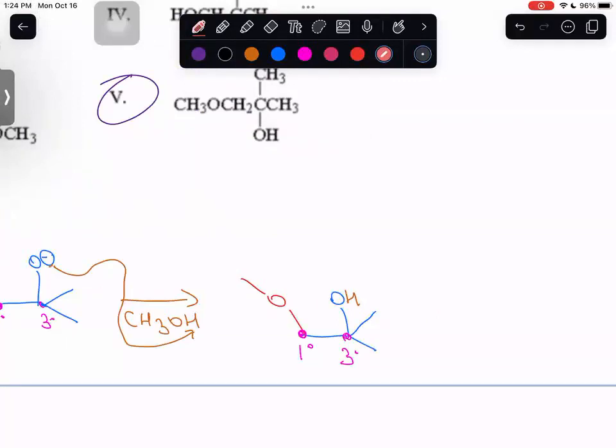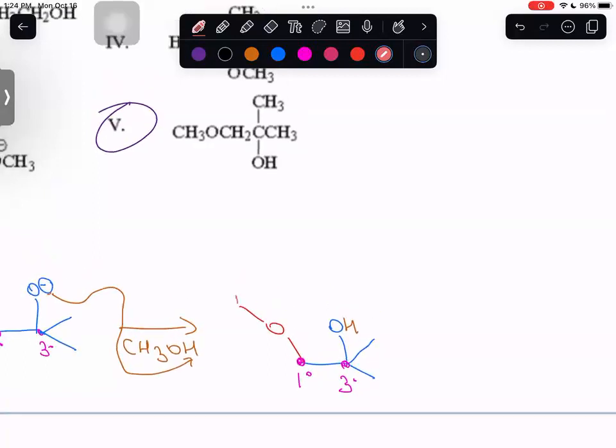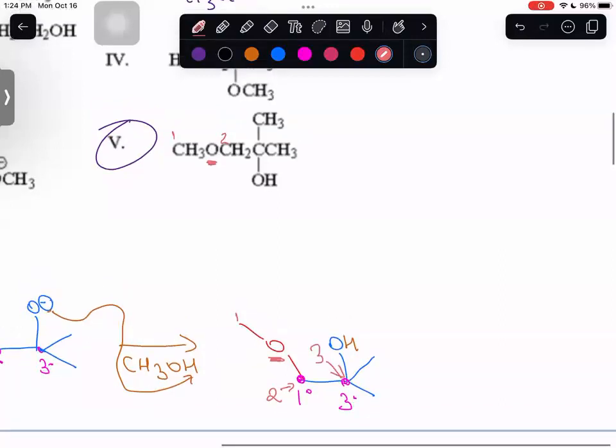And then to find the IUPAC name, again, just count your carbons. We have one carbon over here. We have our oxygen next. Then we have the primary carbon. Let's just label it number 2. And then my carbon 3, which is the tertiary one, it's over here. That carbon is connected to 2 methyl groups. So let's label them 4 and 5. And then the little OH group is just over here.